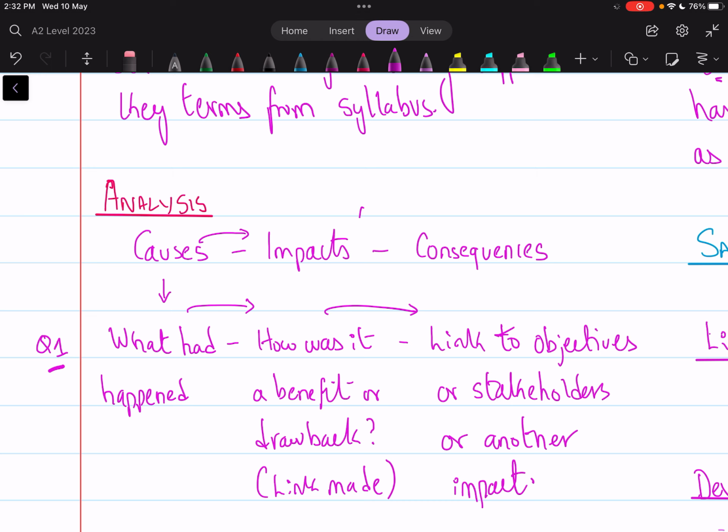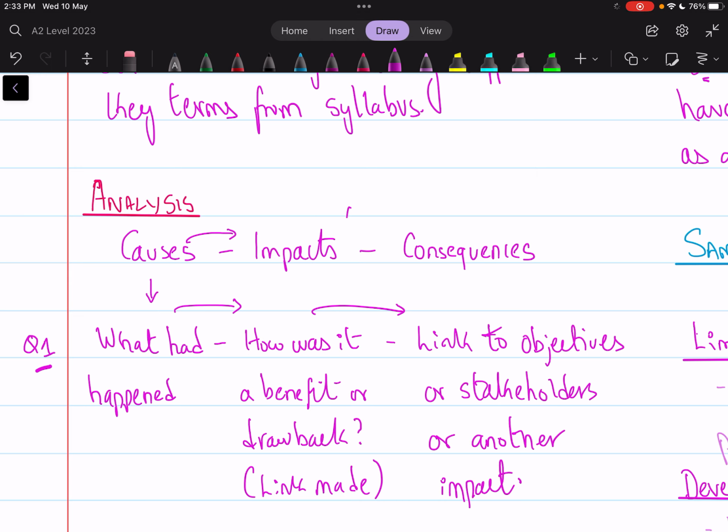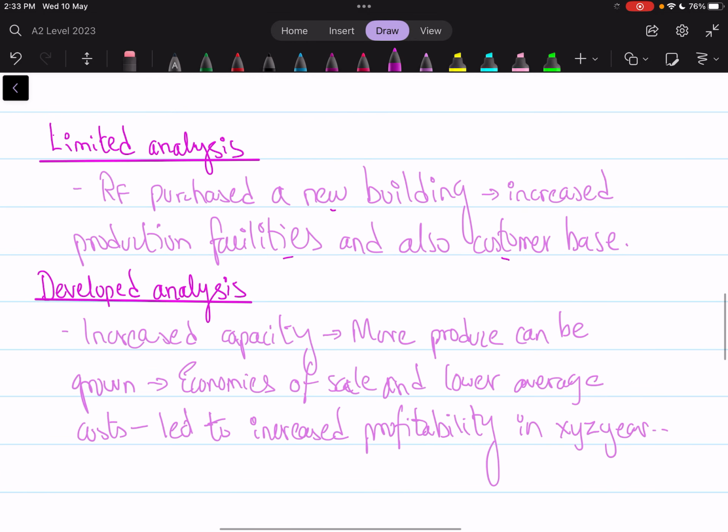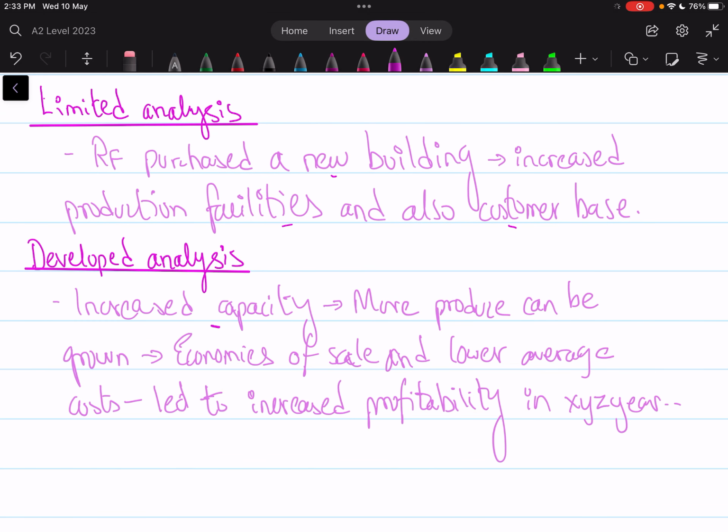And in order to develop your analysis further, you need to form a chain. And how do you form a chain? For example, increased capacity. That means that more farm produce can be grown, such as sugarcane, which would have led to economies of scale and lower average cost, ultimately leading to increased profitability in the year. Now whatever is the year in the particular case, you can talk about that, and in case this information is not present in the case, you can comment on its absence and gain evaluation marks as well.